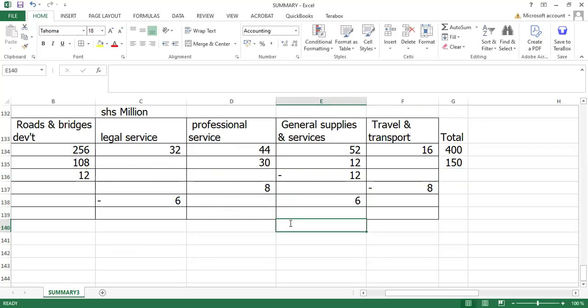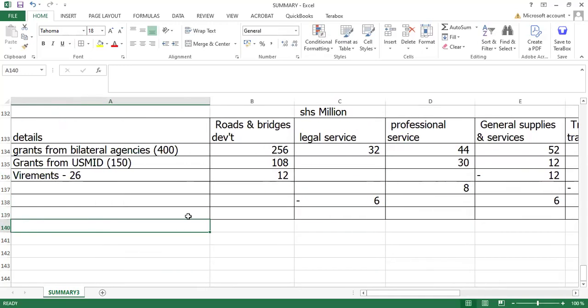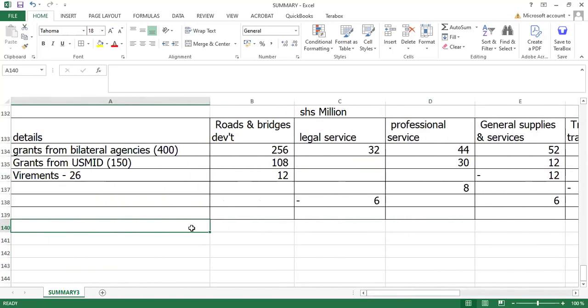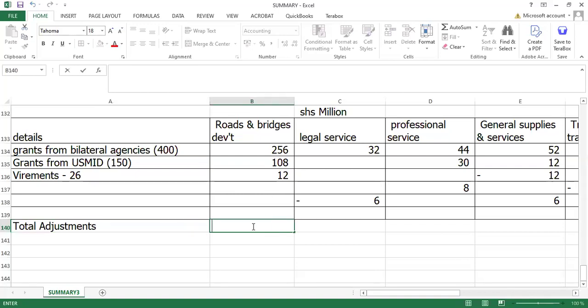So finally, as I said, this column is not necessary. Let me remove it to avoid confusing you. What you really need is the total adjustments. The total adjustments, you simply sum up. If it is a negative on your calculator, put that figure as negative.